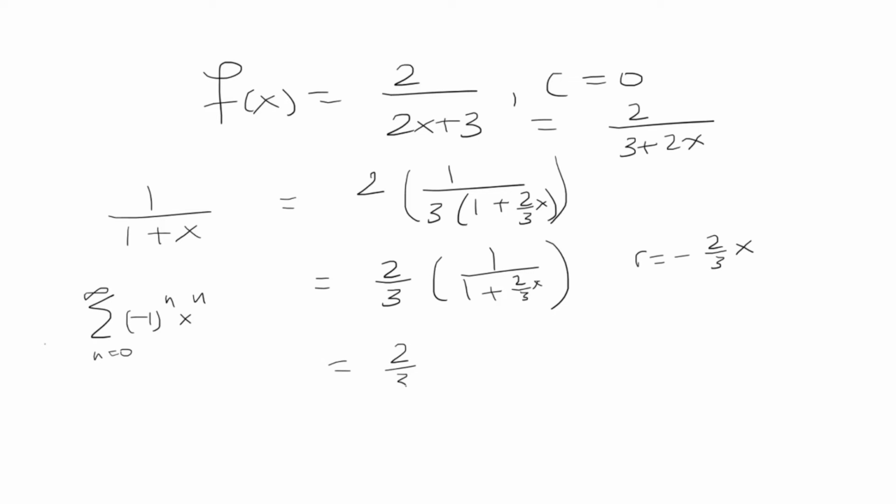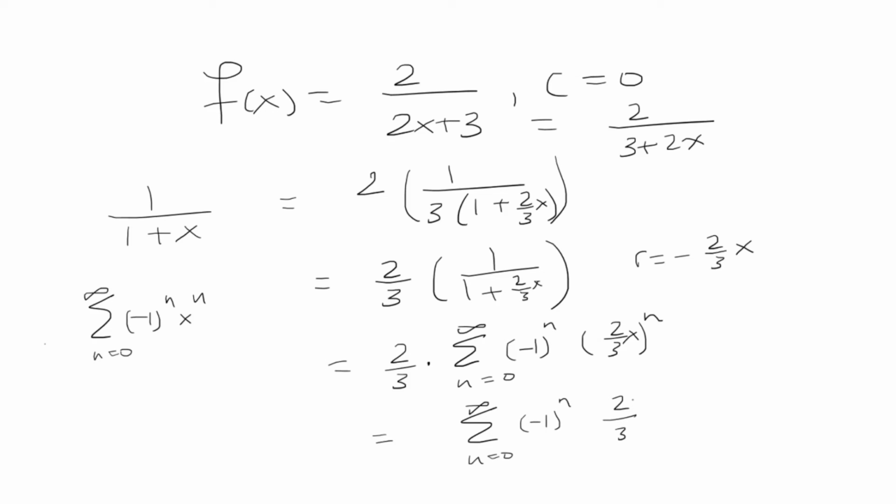So we have 2/3 times the sum from n equals 0 to infinity, negative 1 to the n, and then in parentheses we have 2/3 x to the n. So we have the sum from n equals 0 to infinity, negative 1 to the n. And now we're going to bring the 2/3 inside the sum. And it'll be 2/3 times 2/3 to the n, which will be 2/3 to the n plus 1 power. And then we'll have x to the n.